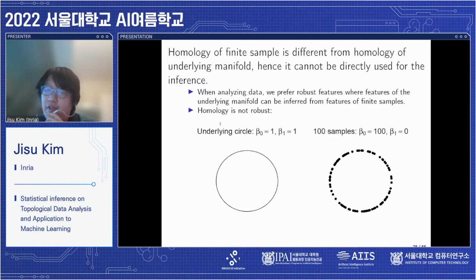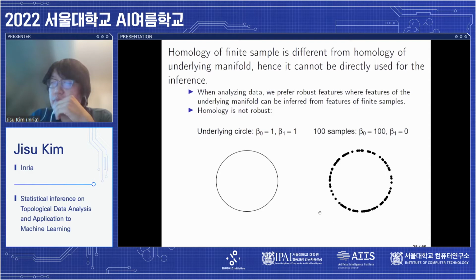So now I have introduced the homology as counting the number of holes, but applying that to data analysis, when we only have finite data points, has some problems. For example, if you have this kind of circle here, then this has one connected component and one loop.